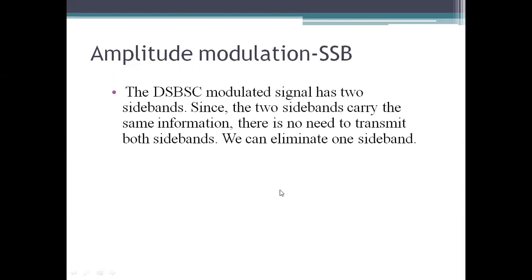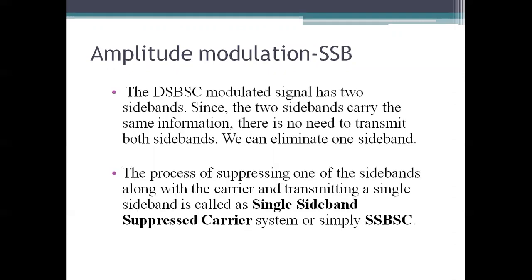Here we are eliminating one sideband, either the upper sideband or the lower sideband. Now the process of suppressing one of the sidebands along with the carrier and transmitting the single sideband is called a single sideband suppressed carrier system, or simply SSB-SC. Or in a simple way, most of the time it is called simply SSB, that is, single sideband suppressed carrier. This is the process most widely used in the AM modulation technique.